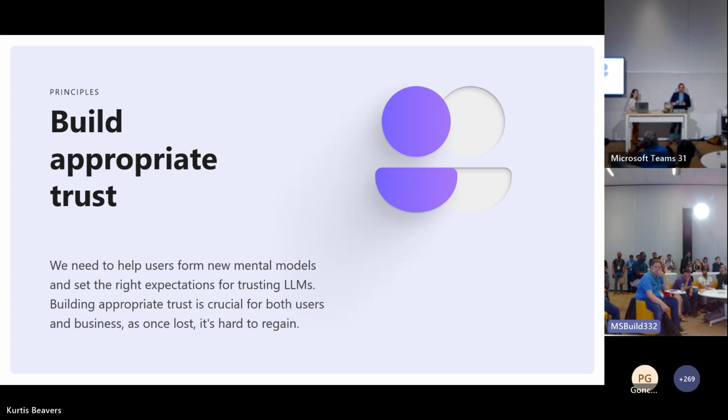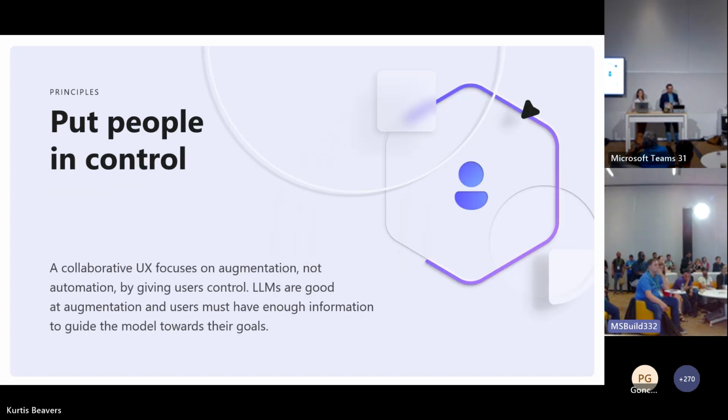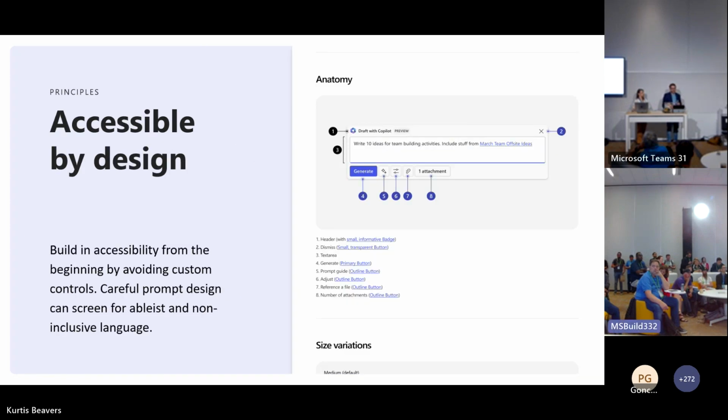As Microsoft, we always say Microsoft runs on trust, but we also need to make sure that people using LLM technology or generative AI have appropriate trust, and that we have some transparency in everything that we do. Put people in control. We want to give the users the ability to steer their way to good outputs. And then accessibility, and this is something that I love about Microsoft: we really do care about accessibility and making sure that we are building it into the experiences and considering it from an early stage of development.